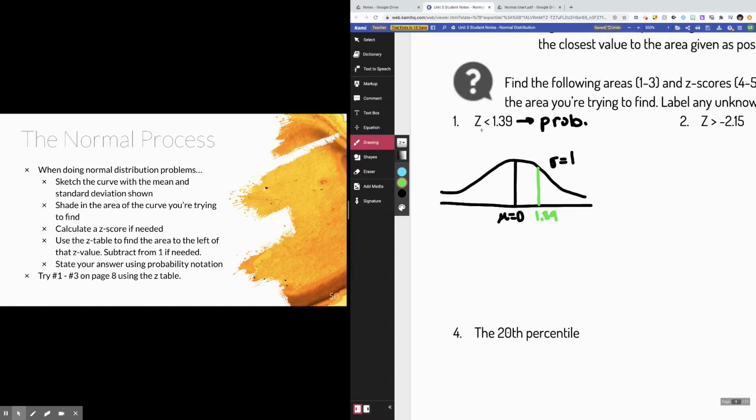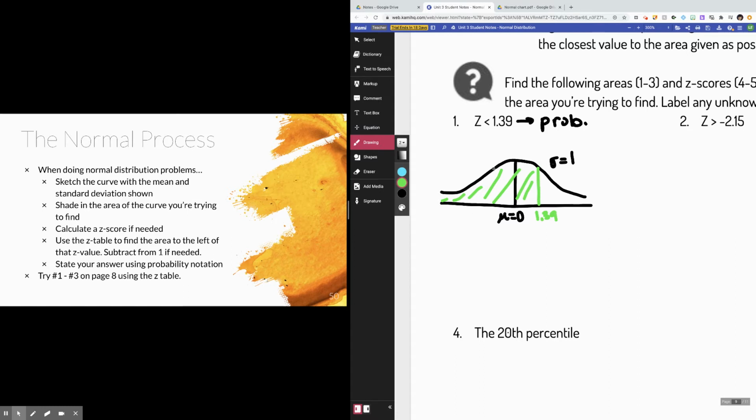And if I'm trying to find the probability that z is less than 1.39, I'm going to shade the area to the left of that z value. That's what I'm trying to find. You don't have to include anything else. In the previous video, when we did problems with the 68, 95, 99.7 rule, I made you write out all the standard deviations down here at the bottom. You don't have to do that.